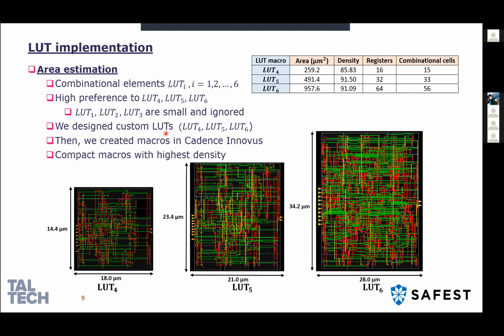We designed our custom LUTs for LUT 4, 5, and 6. We created these macros and implemented them in Cadence Innovus, and we tried our best to make compact macros with the highest density. The implementation layout of the LUT 4, 5, and 6 macros is shown in the following figures, and the implementation results are listed in this table.